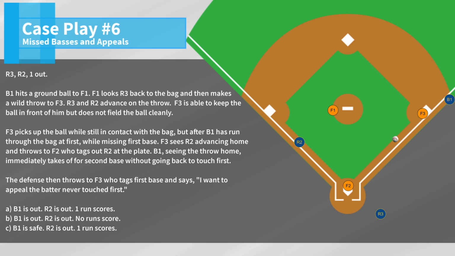F3 sees R2 advancing home and throws to F2, who tags out R2 at the plate. B1, seeing the throw home, immediately takes off for second base without going back to touch first. The defense then throws to F3, who tags first base and says, "I want to appeal the batter never touched first." Is this A, B1 is out, R2 is out, 1 run scores? B, B1 is out, R2 is out, no run score? C, B1 is safe, R2 is out, 1 run scores?